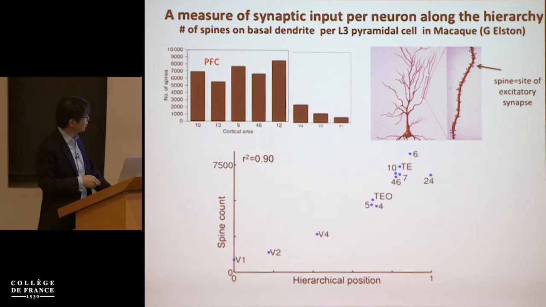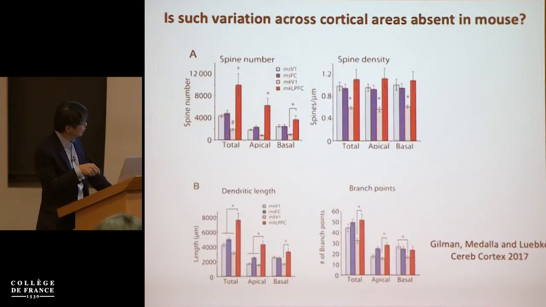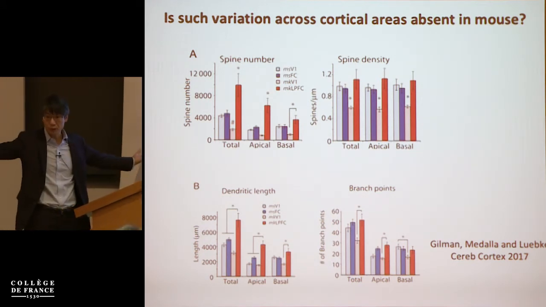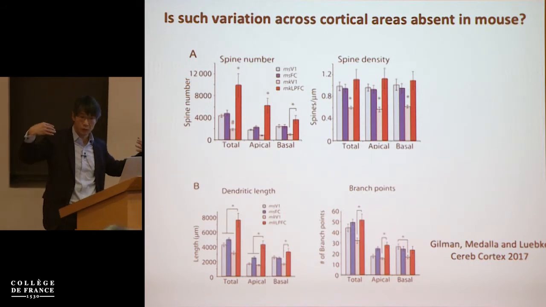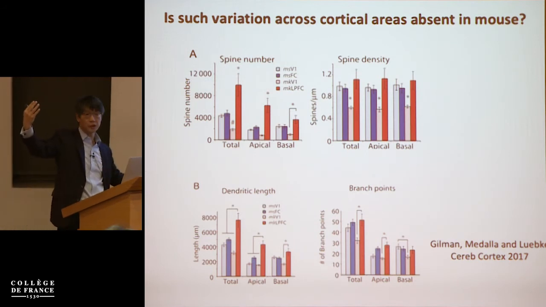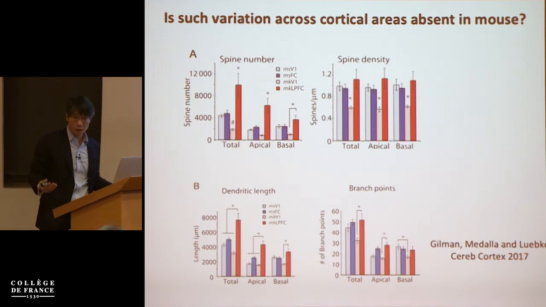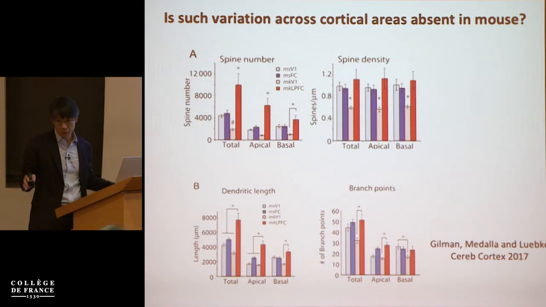I want to mention that recently we did a similar kind of analysis and found the same thing with marmoset monkey. Some experimental study reproduced the Elston data. I'm going to skip the details of this very interesting work, where they compared V1 and the prefrontal cortex. They found exactly the same thing as Elston, that the number of spines per neuron in the prefrontal cortex is much larger than the number of spines per neuron in V1. And then they did the same thing in mice between V1 and the frontal area. They found no difference between the two.